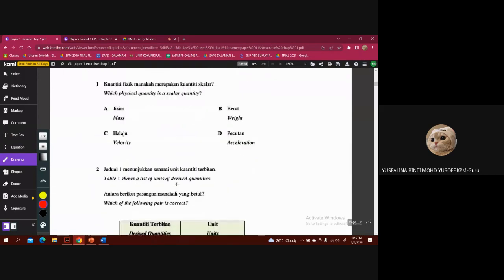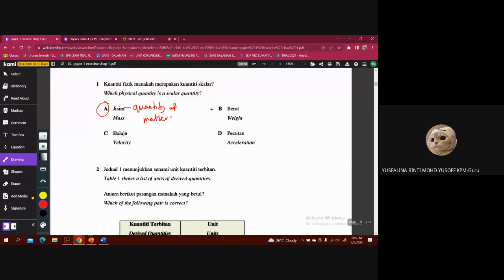Next part. Which physical quantity is a scalar quantity? Scalar means they have a magnitude but not a direction. So the answer, of course, is mass. Mass doesn't have a direction. You need to know the difference between mass and weight. If they ask you the meaning of mass, it is the quantity of matter. If they ask you for the weight, it is the gravitational force acting on the object.